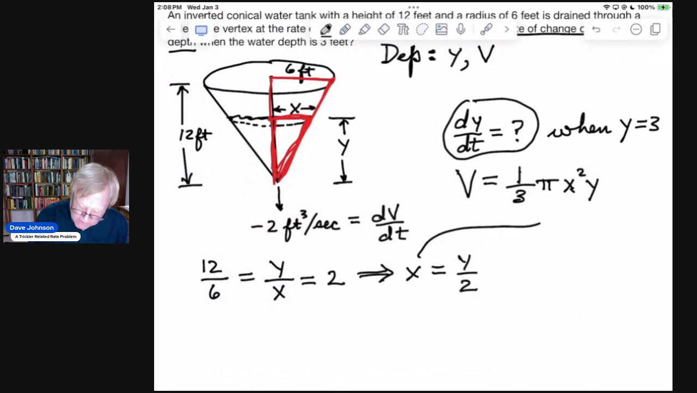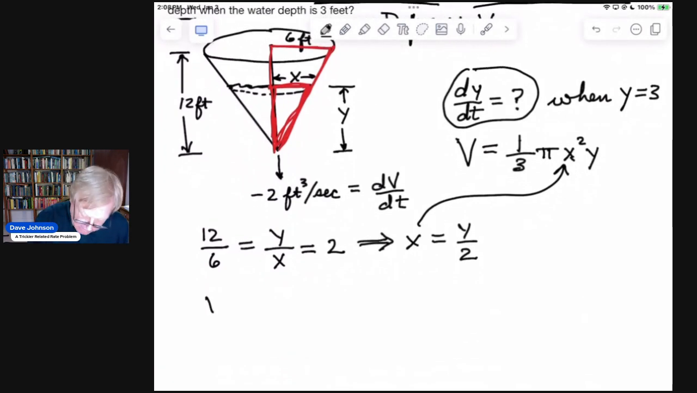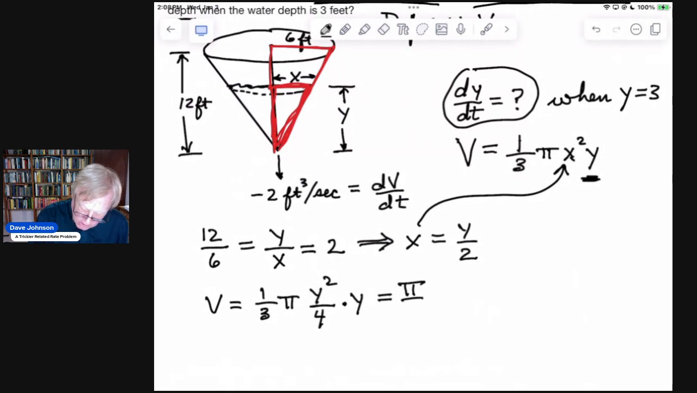And now we can plug that into our volume equation. And so we get V is equal to 1/3 times pi times x squared, but that's y squared over 4, times the original y that we still have. And so I can rewrite that as pi over 12 times y cubed. Now we have our relationship between our dependent variables.